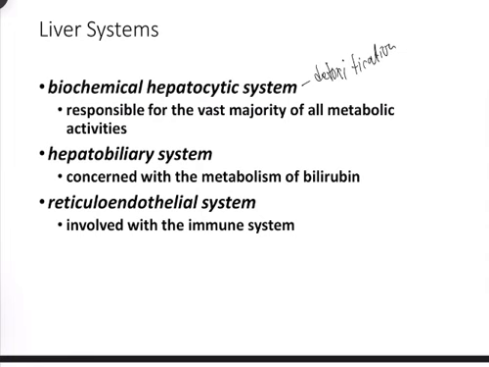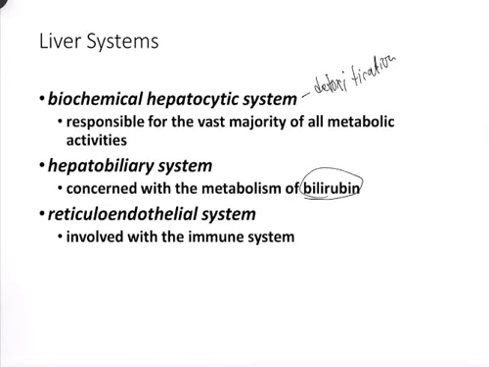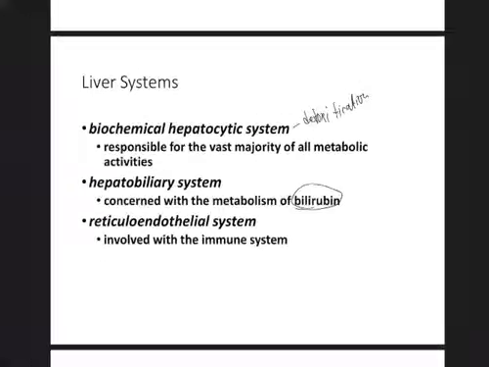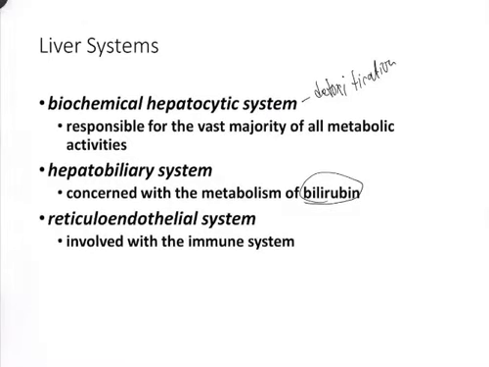Another is your hepatobiliary system, which is concerned with your bilirubin. Mainly, this is the production of your bile and the degradation of your bilirubin from other metabolic processes. Then you have the reticuloendothelial system, which is involved in the immune system. So your liver also functions in the immune system. How? Your liver is an area for detoxification and also fighting microorganisms.